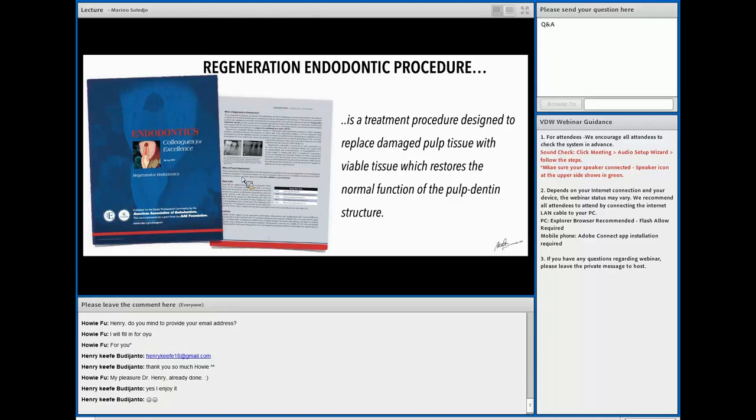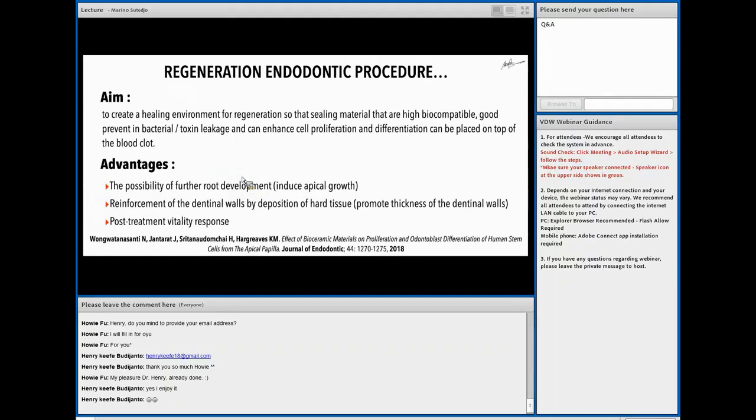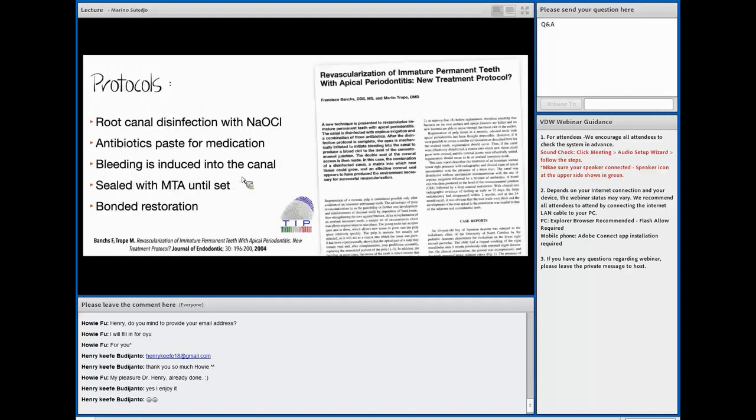It's a treatment procedure designed to replace damaged pulp tissue with viable tissue and restore the normal functions of the pulp. And usually the advantage of these procedures is that we still have the possibility of gaining more apical growth, and we can reinforce our dentinal wall by increasing its thickness. So what is the protocol if I want to do regeneration in open apex cases?